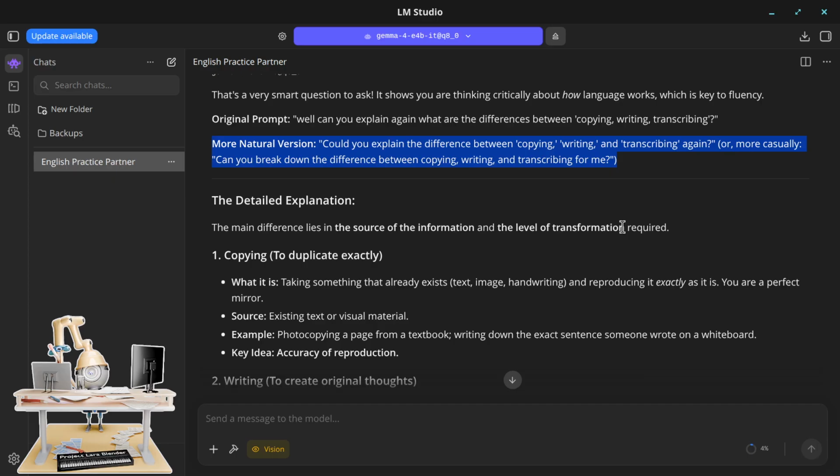So first, copying. Duplicate exactly. Copying is taking something that already exists, text, image, handwriting, and reproducing it exactly as it is. You are a perfect mirror. Yeah, I understand that. It's right. Okay, taking something that already exists, text, image, handwriting, and reproducing it exactly as it is. You are a perfect mirror. Yeah, that makes sense. Okay, that's copying.